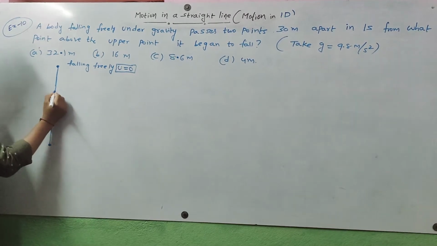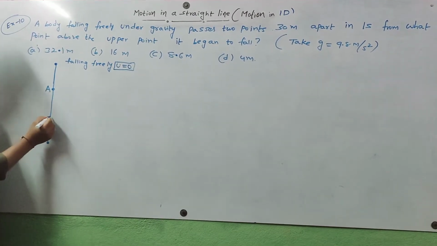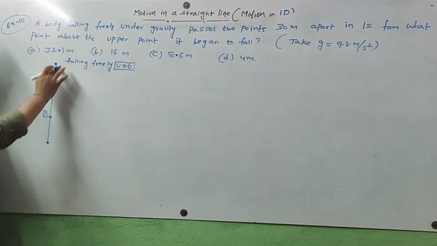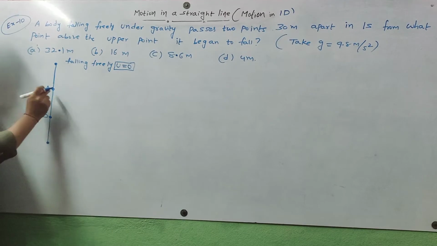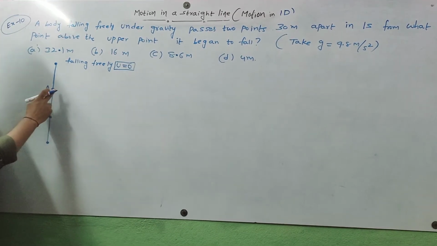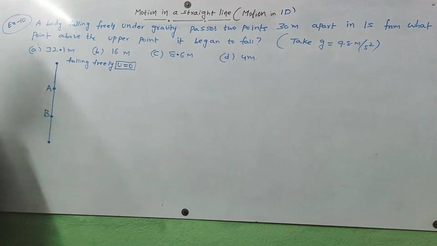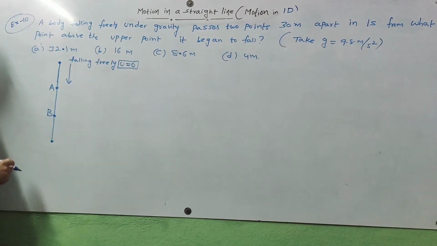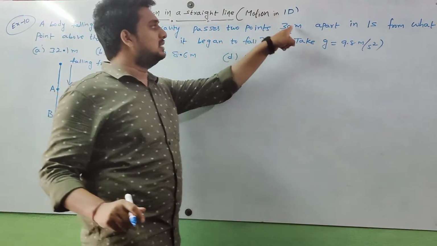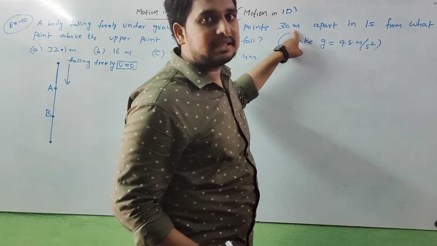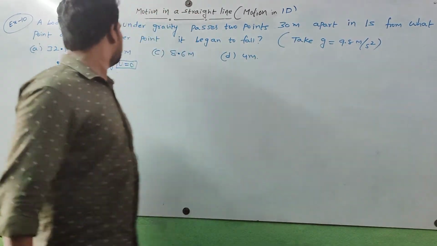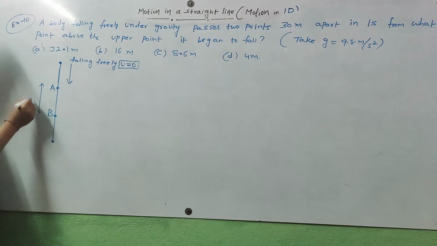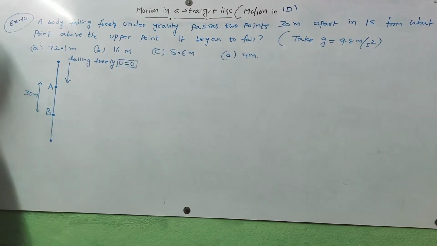For example, this is point A, and this is point B. The body is falling freely under gravity and crosses these 2 points, A and B. These 2 points are separated by a distance of 30 meters. This distance is given in the question.